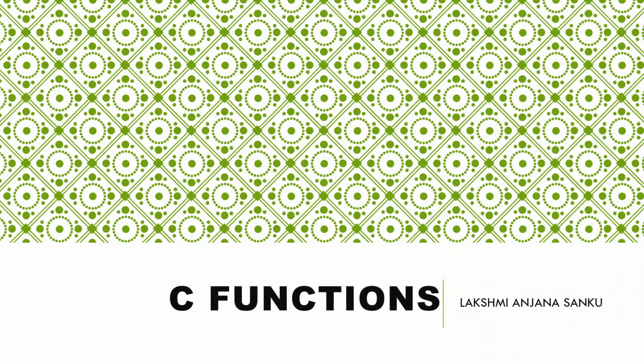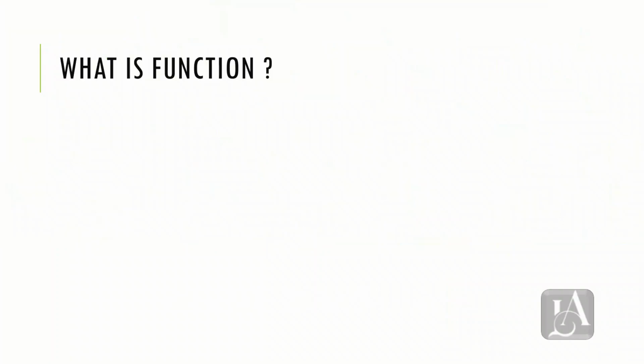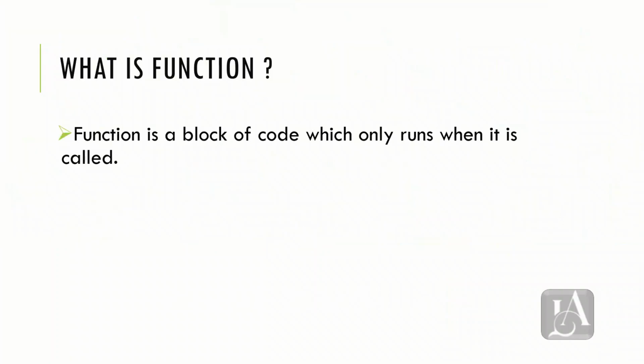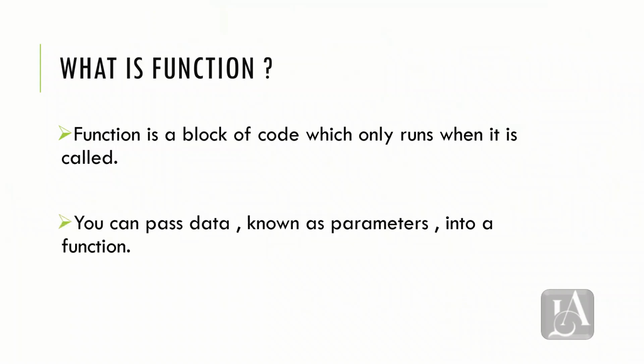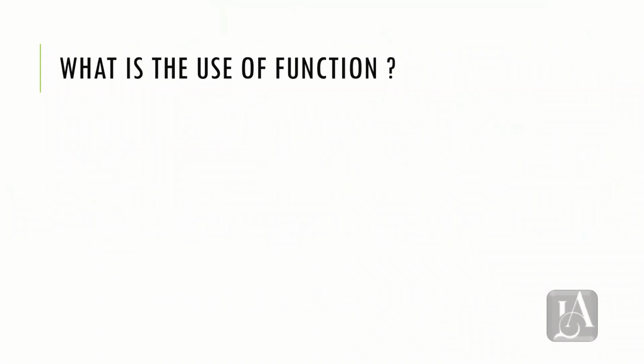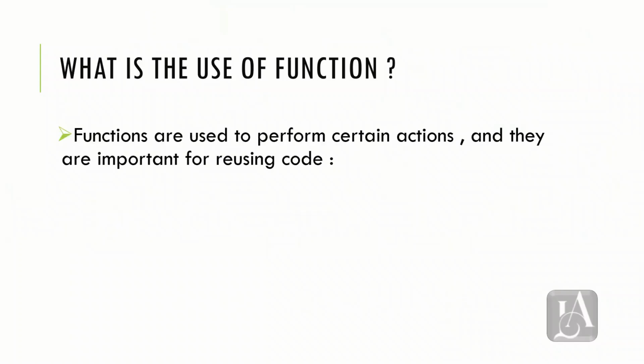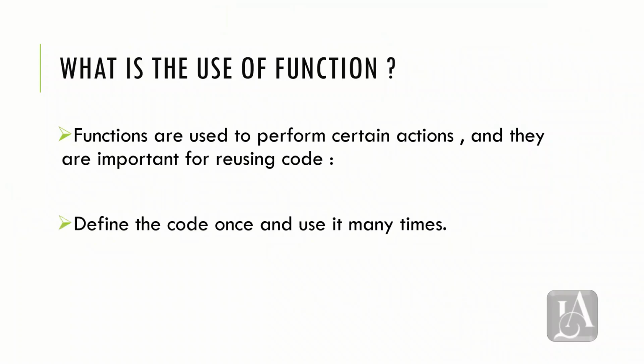Today in this video, I would like to tell about C functions. Here, what is a function? A function is a block of code which only runs when it is called. You can pass data, known as parameters, into a function. What is the use of a function? Functions are used to perform certain actions, and they are important for reusing code. Define code once and use it many times.